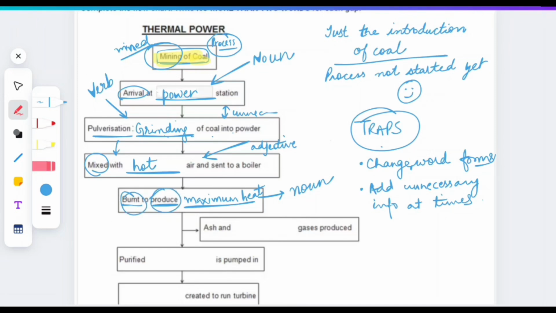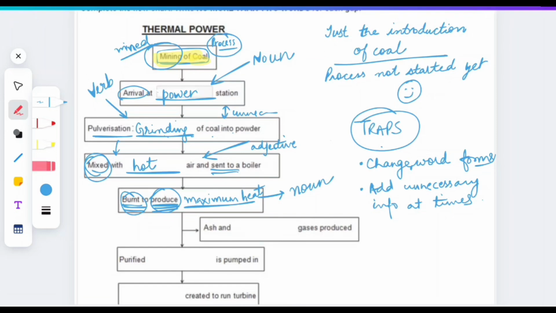Remember the keywords. Now, they did use the word burn, they did use the word produce, they used the word mixed. Instead of sent to a boiler, she said something else. I don't remember exactly what she said, but it was a long phrase. She didn't say sent to a boiler.